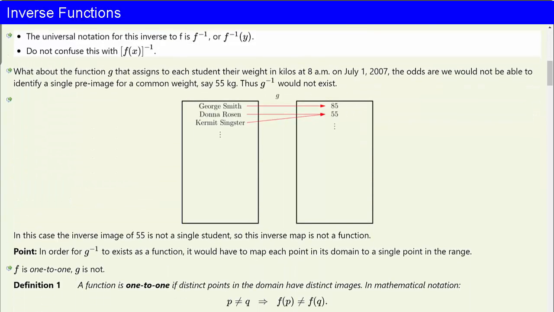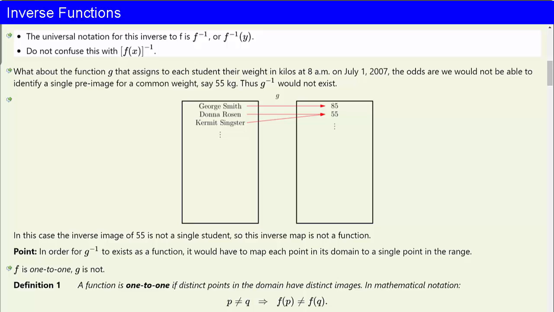It is a great tragedy of mathematics that the universal notation for this inverse to f is f with a superscript -1, which looks just like f to the -1 power, i.e. 1 over f. We avoid confusion to some extent by writing f superscript -1 of y to represent the inverse function evaluated at a point y in the range of f, whereas to represent 1 over f of x, we would write f of x in brackets and then raise it to the power -1. Also, it is usually clear from the context which concept we're discussing.